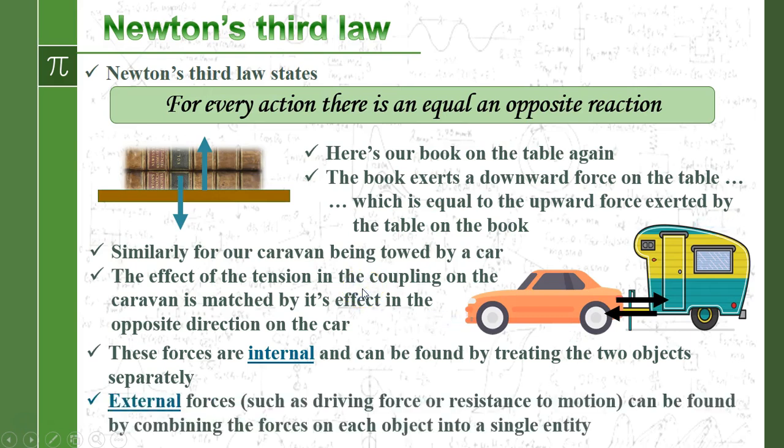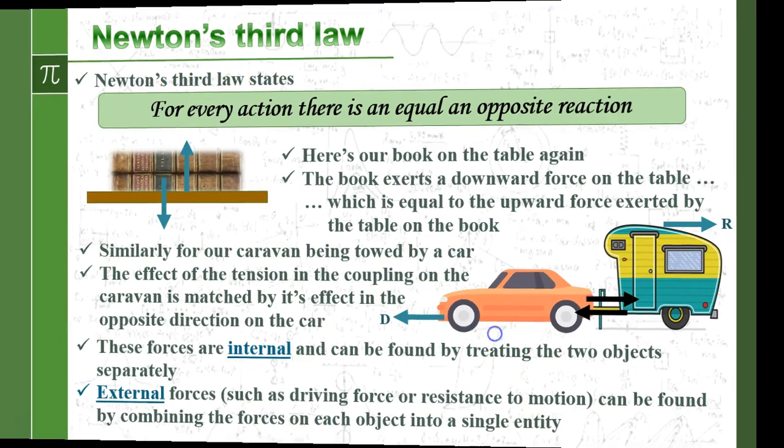With our car and caravan, we've also got external forces. For example, the driving force applied to the car that's causing the car to move forward would be an external force on the car. And a resistive force, for example air resistance on the caravan in this particular case, would also be coming externally. So if I wanted to know about these external forces, I would treat the entire package as one single particle and look just at the external forces. I wouldn't worry about the internal forces because those would just cancel each other out. However, if I just wanted the internal forces, I'd be looking at just the car or just the caravan. So that's the idea.